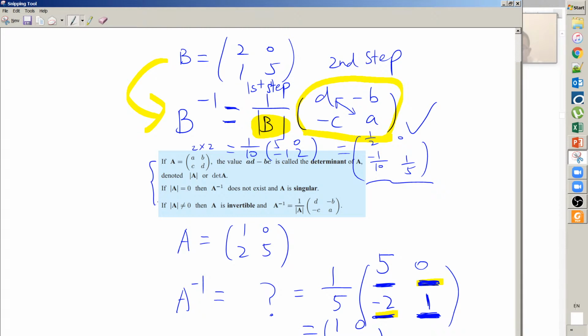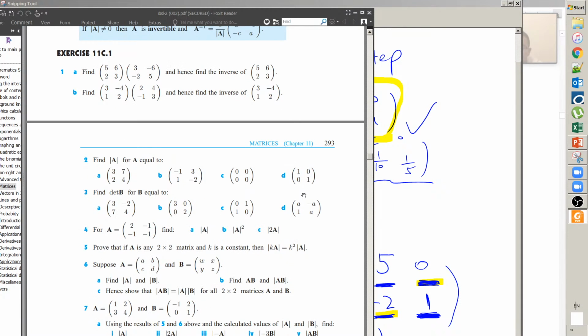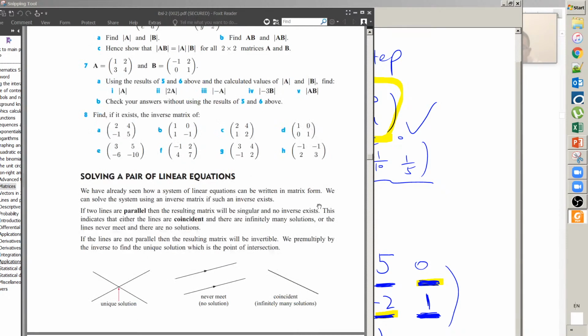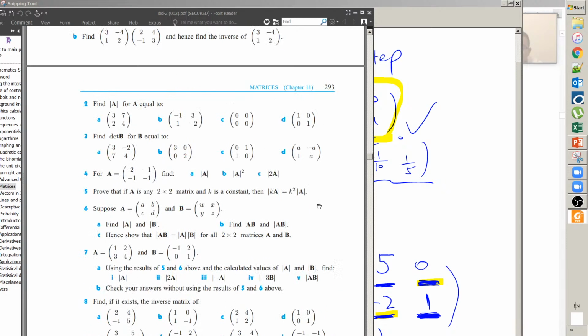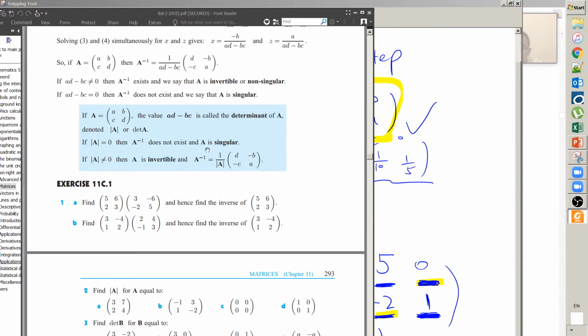Before we continue, that's about it for today, and we can actually do more in our next lesson. So we'll stop at inverse matrix here.